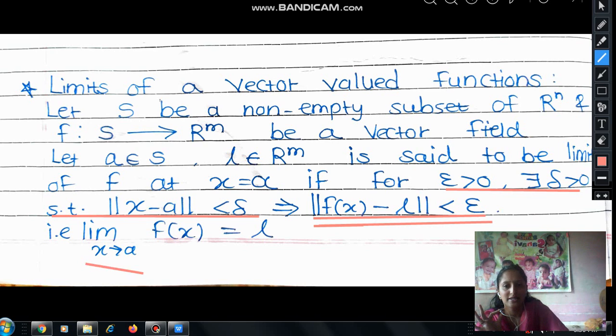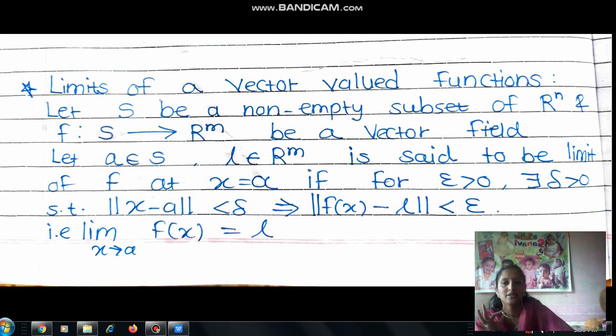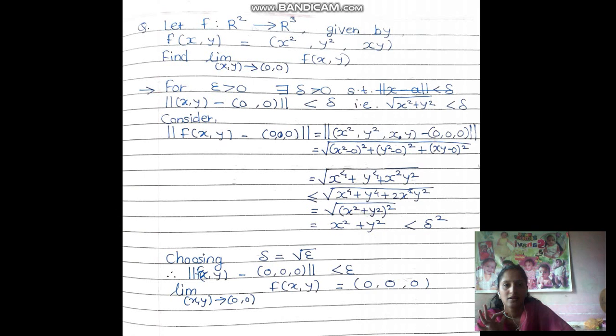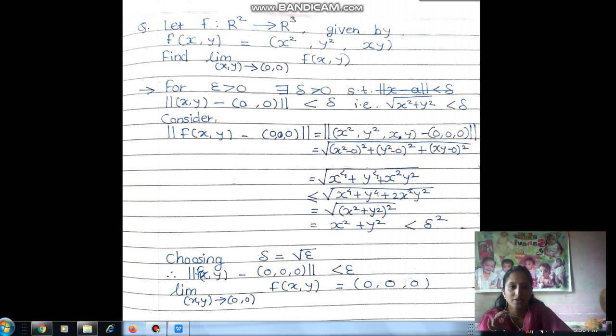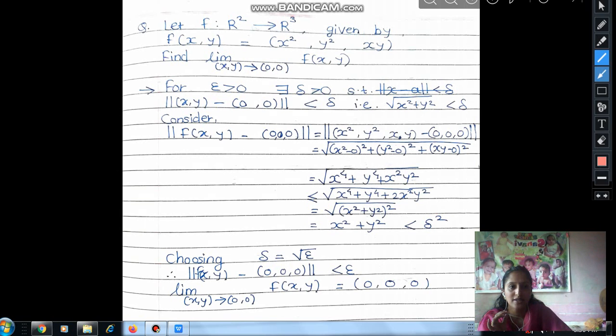Okay, limit as x tends to a of f of x is equal to L. Okay, next concept: so now we calculate the limit of the function in vector valued function. Let f be a function from R2 to R3 given by f of (x, y) equal to (x square, y square, xy). Look at this: x square, y square and xy are component functions. We treat them as f1, f2, f3. So find limit as (x, y) tends to (0, 0) of f of (x, y). We have to find the limit of that function.